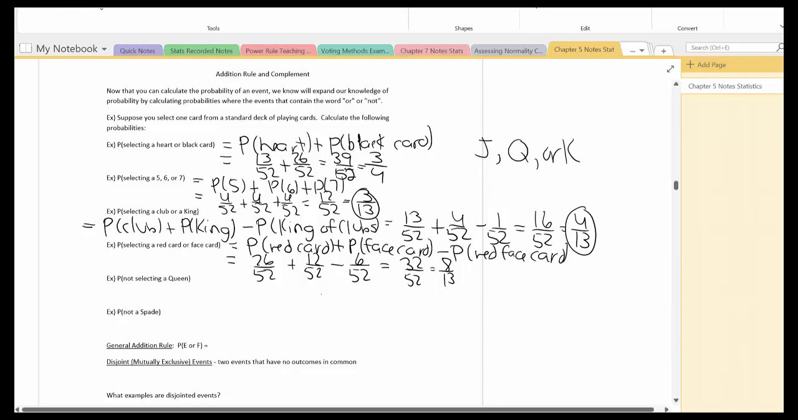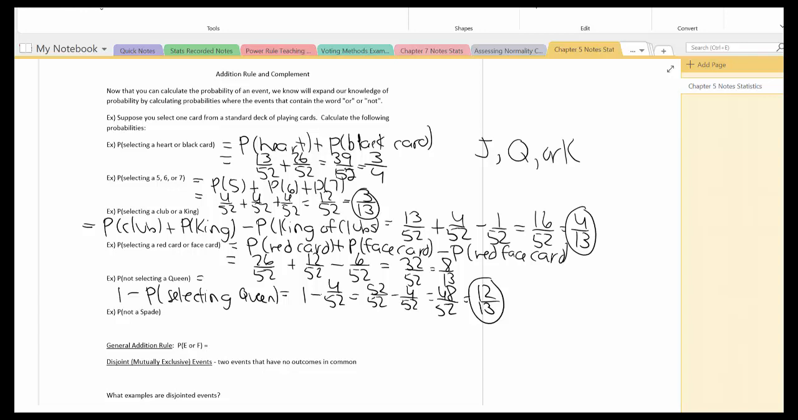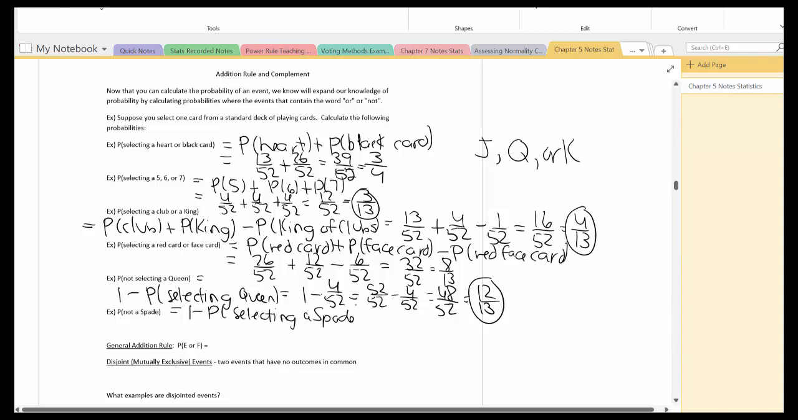Okay, the probability of not selecting a queen. Remember, I'm going to write this out as 1 minus the probability of selecting a queen. So that's going to be what? 1 minus. There are 4 queens, 4 out of 52. So that's 52 over 52 minus 4 out of 52, 48 out of 52. Divide by 4, that's going to be 12 over 13. Okay, probability of not a spade. Again, I'm going to write it as 1 minus the probability of selecting a spade. That's 1 minus, there's 13 spades in the deck, so 13 over 52. I can rewrite it. That's 39 out of 52. And that simplifies to 3/4.